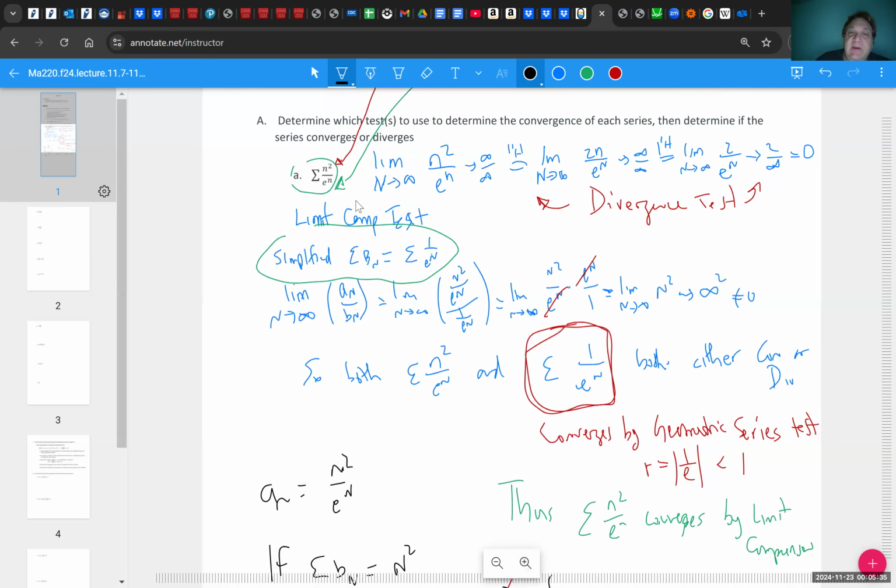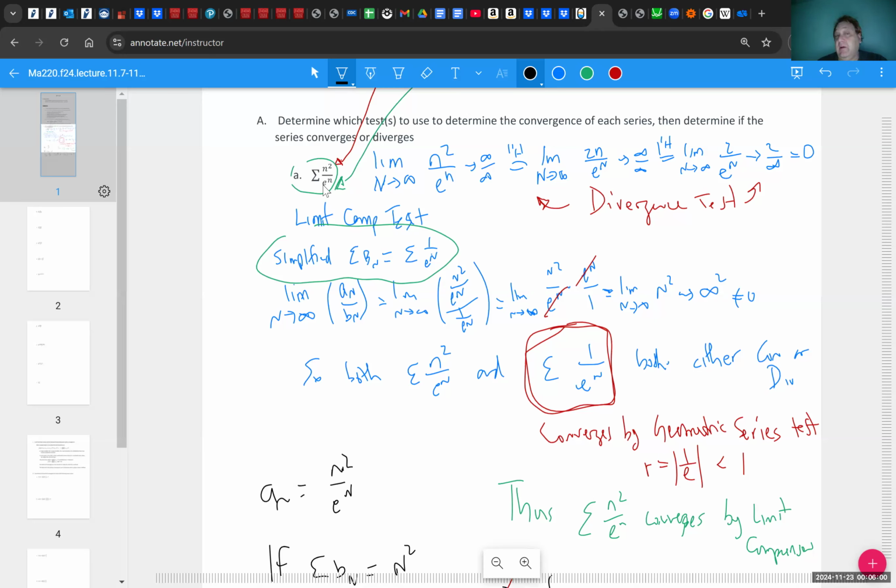We can integrate this thing. It requires integration by parts 2 times. One part reduces the n squared to the n. The next integration by parts reduces the n down to just a constant. So you could integrate this. So this is integrable, or antidifferentiable, so you can use the integral test to determine the convergence and divergence of this series as well.